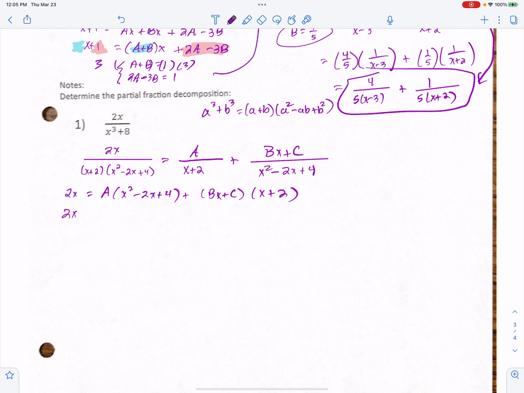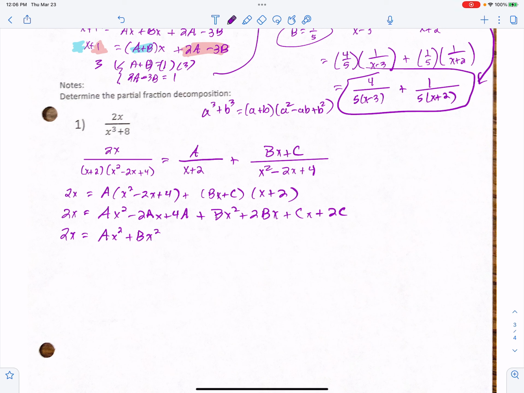So expand. We have an ax squared minus 2ax plus 4a. And then we have a bx squared plus 2bx. As I distribute bx, distribute the c, I have a cx plus 2c. And then I am going to rearrange this so that all the x squared terms are together, and then all the x terms, and then the constants.